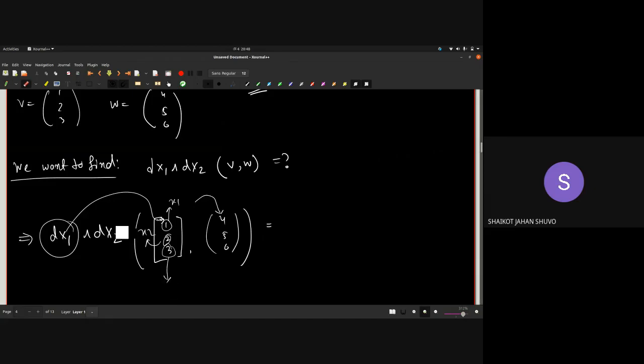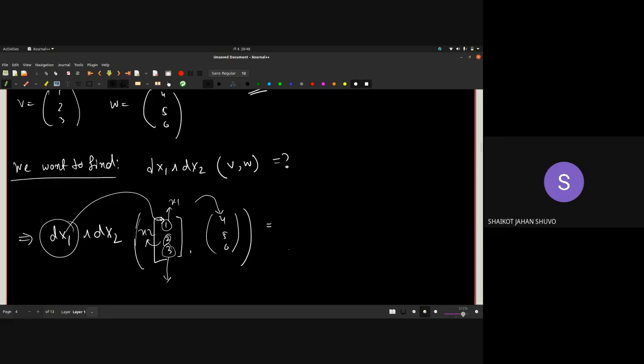So I think Nian asked that, okay, can you have a volume 3 form in a 4-dimensional space. I think this should answer your question. Like, these vectors, they're 3-dimensional, but the quantity you want to compute is a volume 2 form, right? So you can do that.